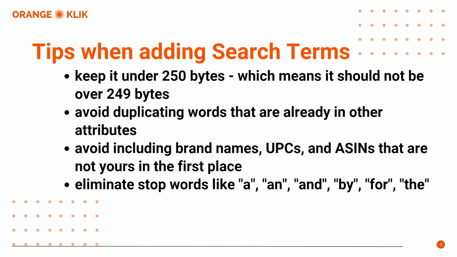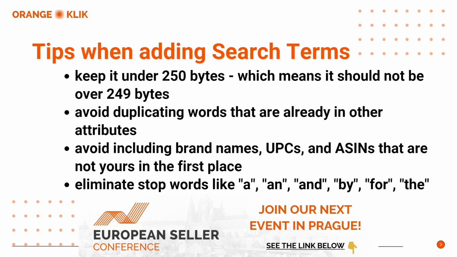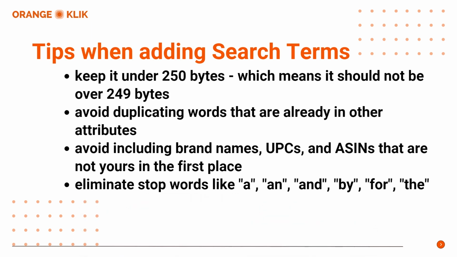Avoid including brand names, UPCs, and ASINs that are not yours in the first place. Play by Amazon's playbook rules, or else one of those brands will catch you breaching Amazon TOS and will ban your listings for life. Or worse, ban your brand or storefront instead. Make sure to update yourself on the new terms of service every month to not miss out on important updates.